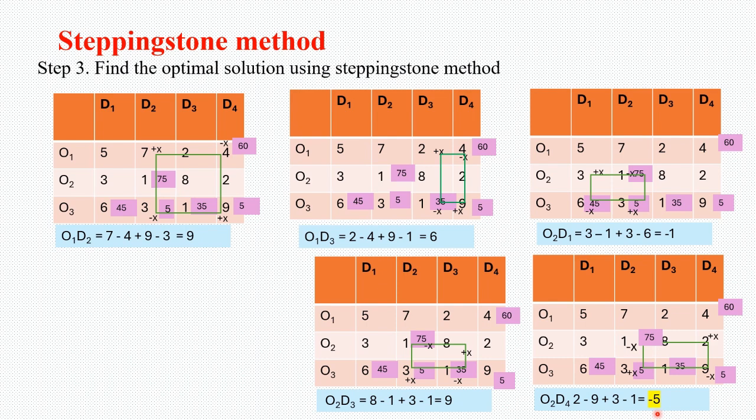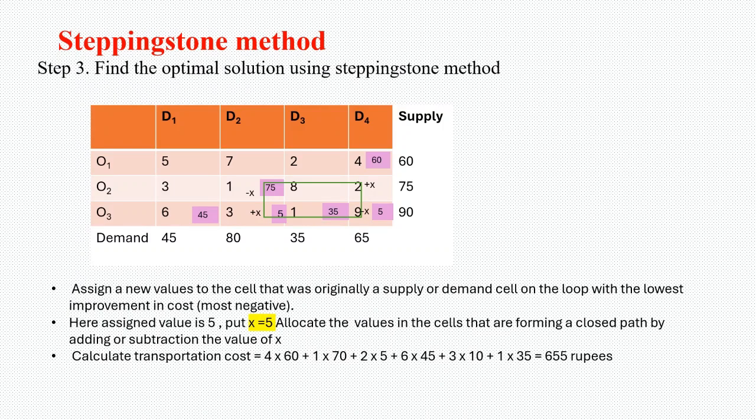Assign new values to the cell that was originally a supply or demand cell on the loop with the lowest improvement in cost, the most negative. Between these two, 8 and 5, 5 is the minimum, hence it is assigned. Here the assigned value is 5. Put x is equal to 5. Allocate the values in the cells that are forming a closed path by adding or subtracting the value of x.